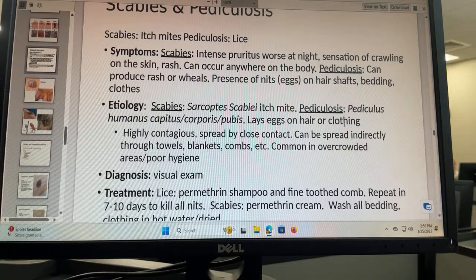They're very common in the webbings of your fingers. It just looks like little insect bites. The webbings of your fingers is a very common place, and it's just so itchy that you want to scratch your fingers off.